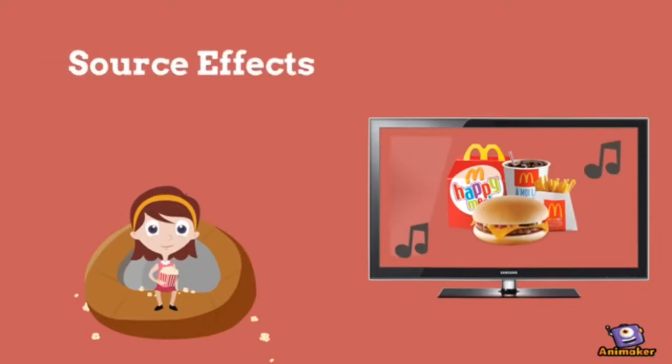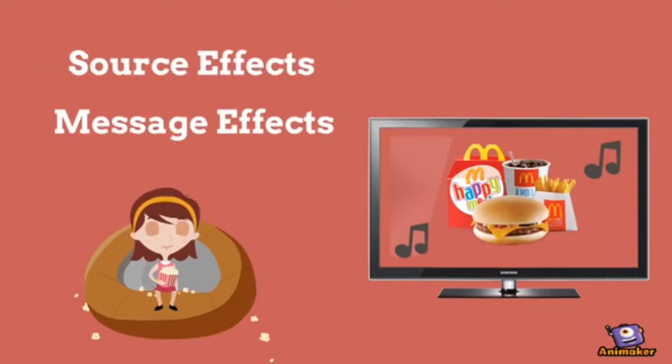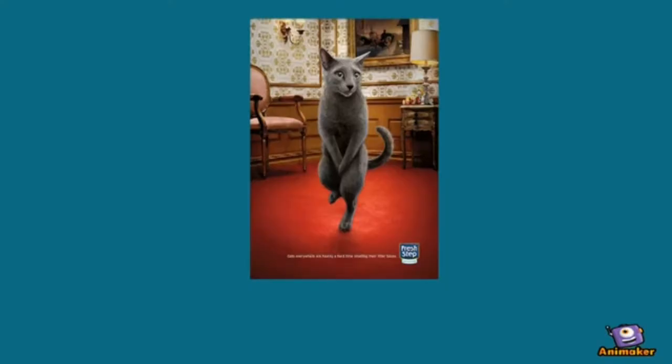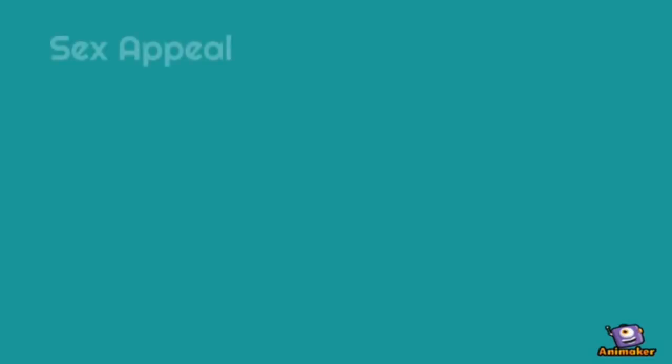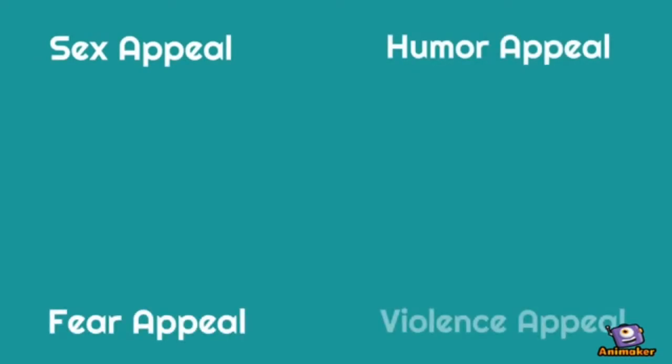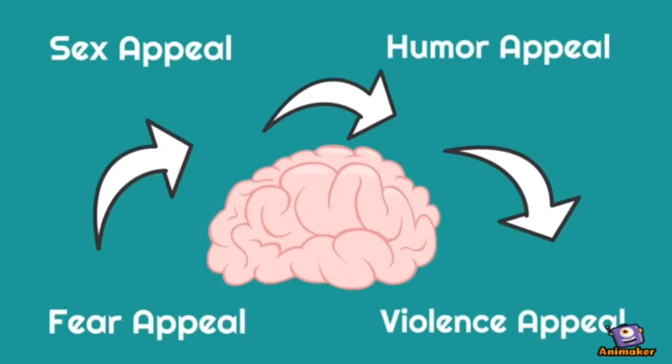Both source and message effects play an important role in persuasion. Message effects include issues related to the overall content and construction of the message: sex appeal, humor appeal, fear appeal, and violence appeal. All are used frequently by marketers.